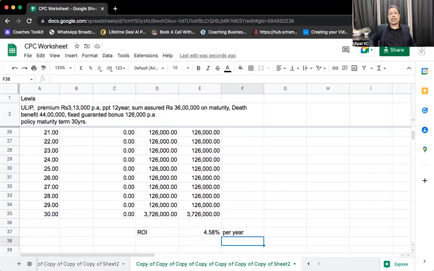All these schemes, when it looks too good, then there is a high probability that it is not good. Okay, until and unless, come and join my course.